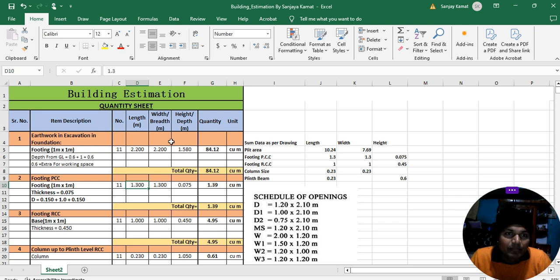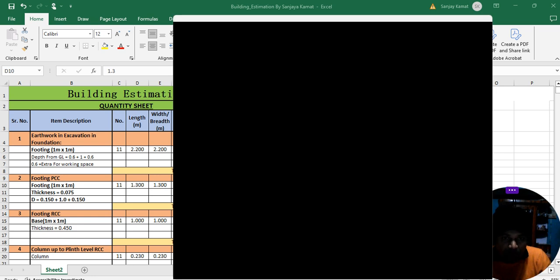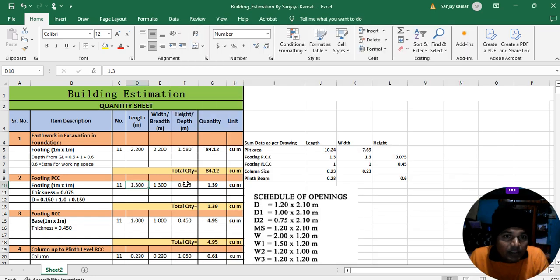1.300 meter, okay. So now you can see, and how much height should be? 0.075 meter, okay. Now we have to multiply all of these: the number of the rods, length of the rod, width of the rod, and height of the rod. This height is nothing but the depth, which means thickness.